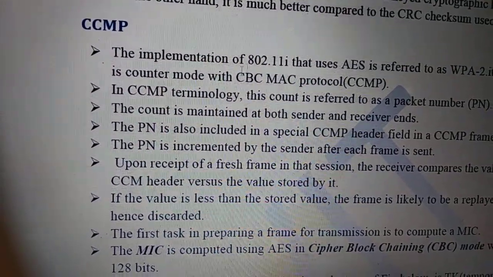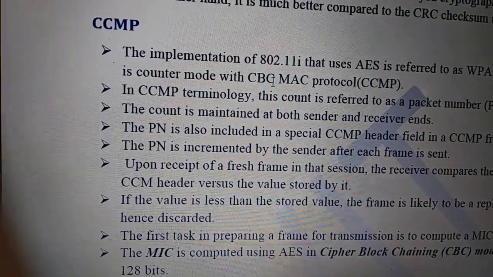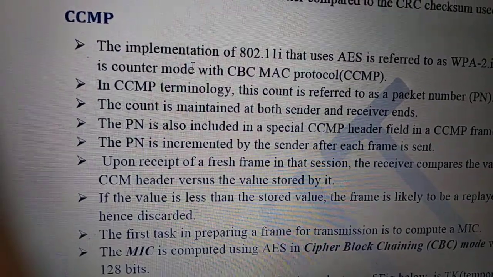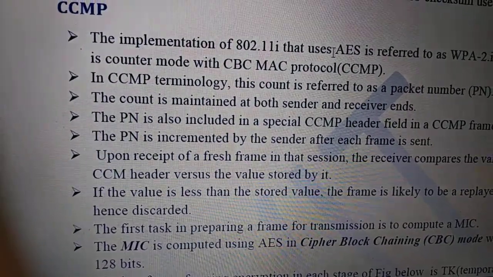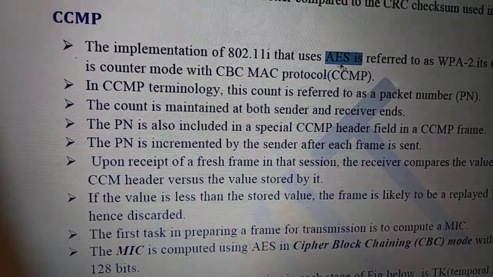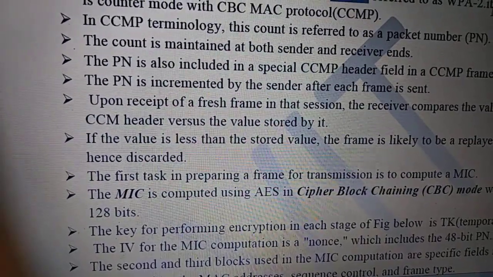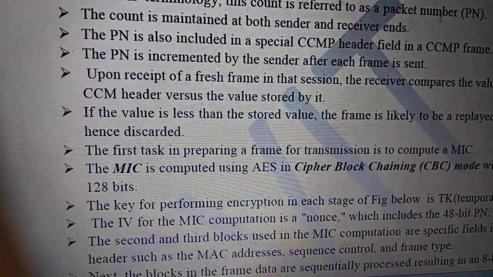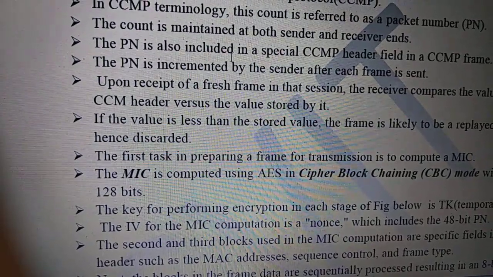CCMP is called the counter mode with CBC MAC protocol. CBC is one type of operation in block cipher algorithms. We studied the DES algorithm, data encryption standard, in our syllabus. But here the CCMP protocol uses the AES algorithm, advanced encryption standard. CCMP is also called WPA2. Here the count is referred to as the packet number in this particular protocol. This count is maintained at both sender and receiver.